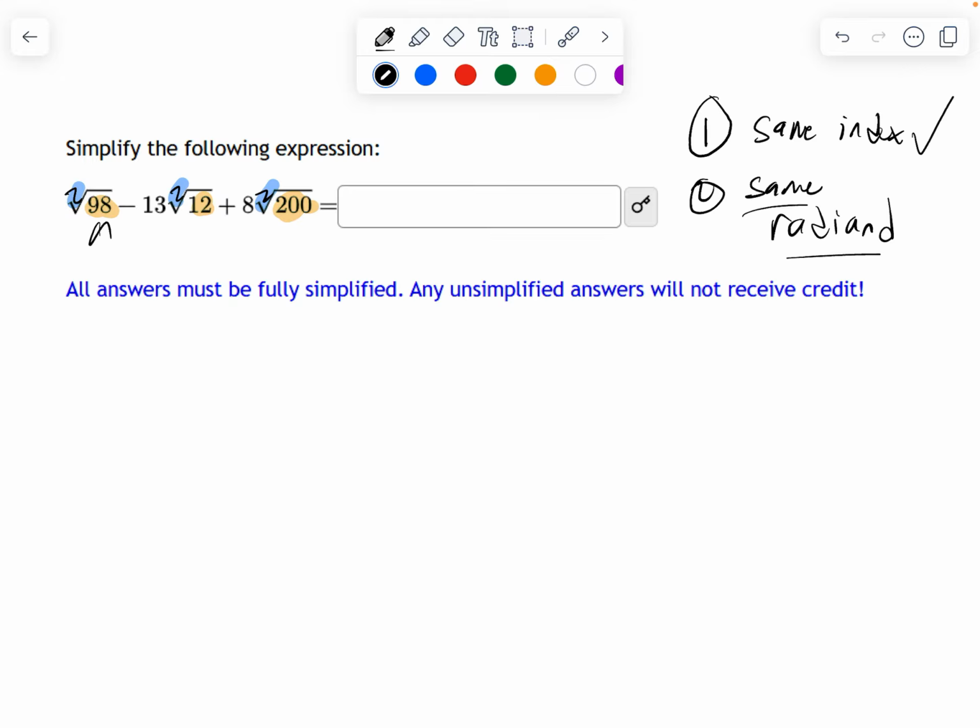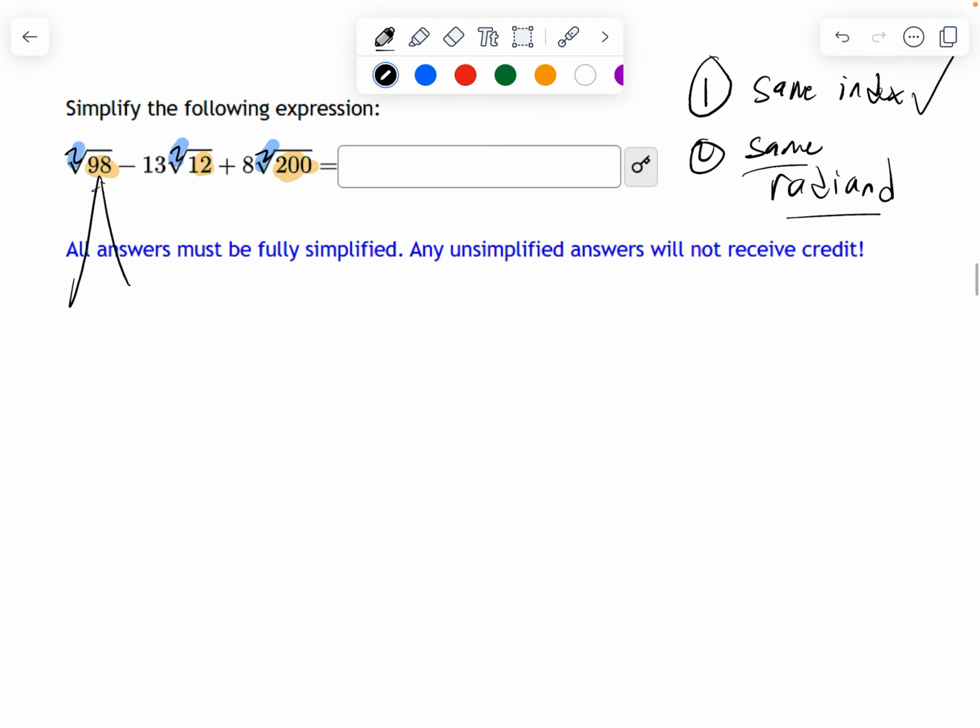So I'll start with 98. I'll write it down below since I'll have a little more space down there. Okay, so 98. First off, if you have no idea what goes into 98, you can always try 2. It's an even number, so 2 works. So 2 and 49. 49 is a perfect square of 7, right?